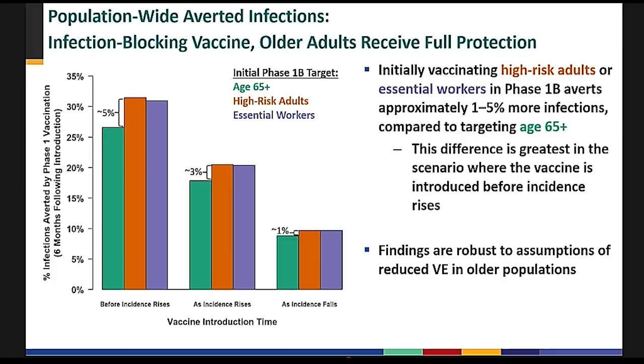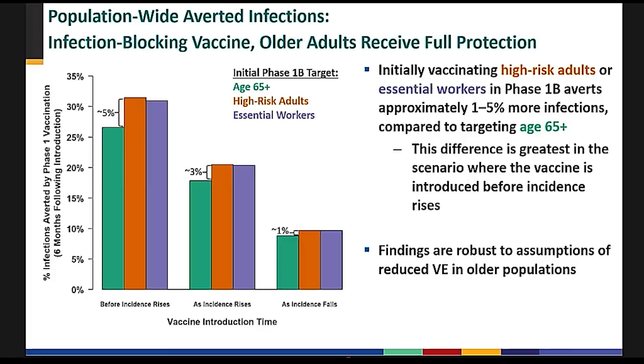These results indicate that if the goal is to avert more infections, then initially vaccinating high-risk adults or essential workers in phase 1B averts approximately 1 to 5% more infections compared to targeting persons age 65 plus. The difference is greatest in the leftmost scenario where the vaccine is introduced before incidence rises, and there's a very small difference in the rightmost scenario where the vaccine is introduced as incidence falls.